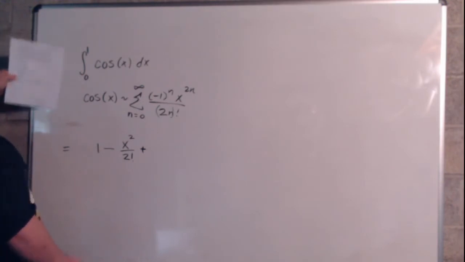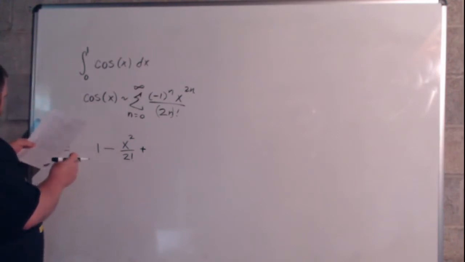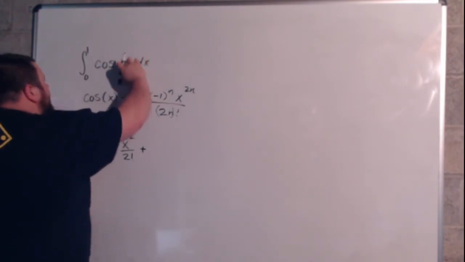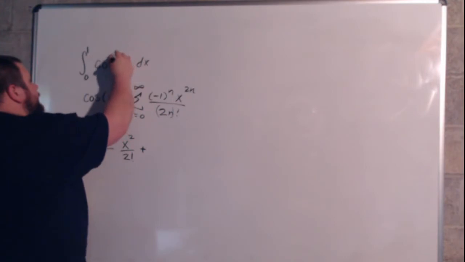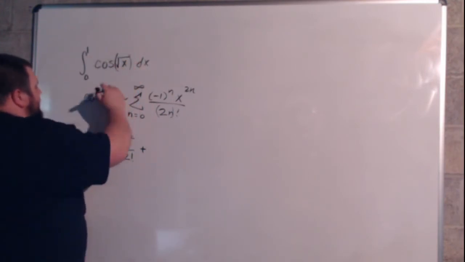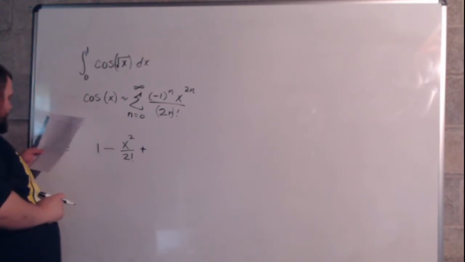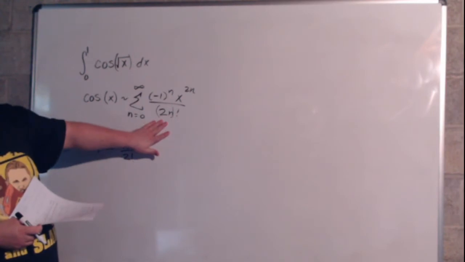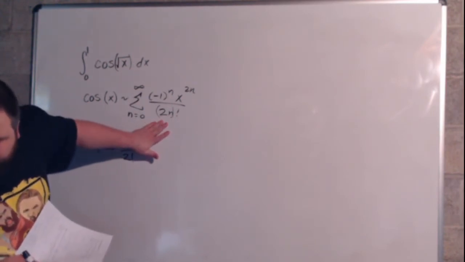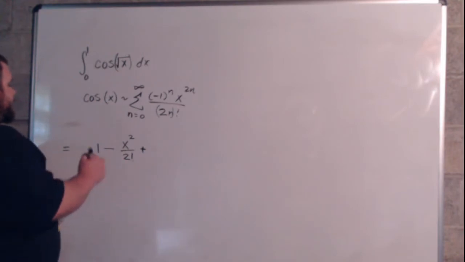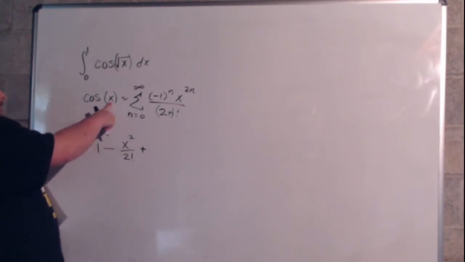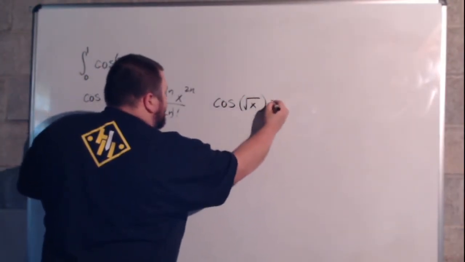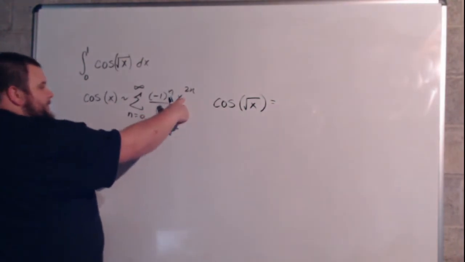Wait, I see. I didn't notice the problem has square root of x in here. Sorry about that. Okay, square root of x. So that's cosine x. So what would the cosine of the square root of x look like? So I would replace x with square root of x and do the same thing to that x.